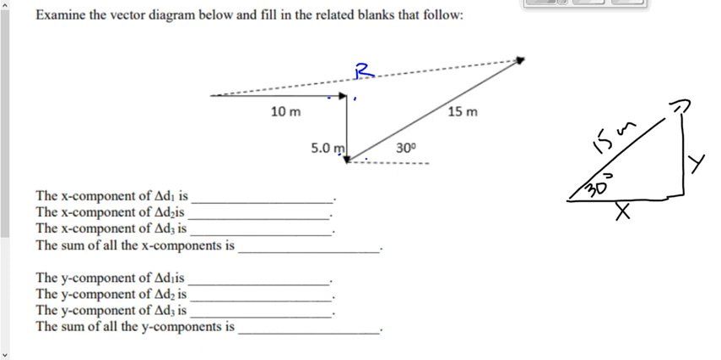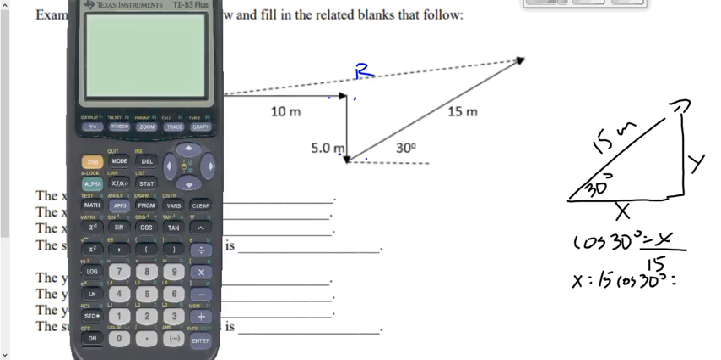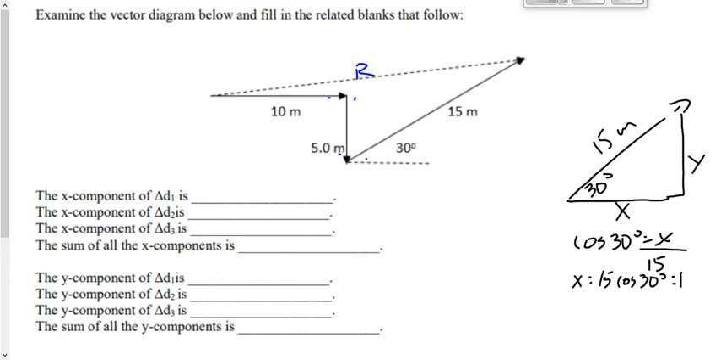So if you have an adjacent side that is x, and you already have a hypotenuse, which trig function goes with adjacent and hypotenuse? Cosine. So let's say cosine 30 degrees is equal to adjacent over hypotenuse, or x is equal to 15 cos 30. And 15 cos 30 on our calculators is 12.99. So how much of that 15 meters is x component? 12.99. How much is its y component? Well, we're going to use the sine function for that, because the y component is the opposite side. We have the hypotenuse of 15. 15 sine 30 gives me 7.5.